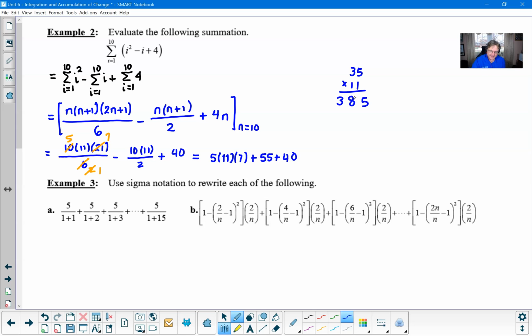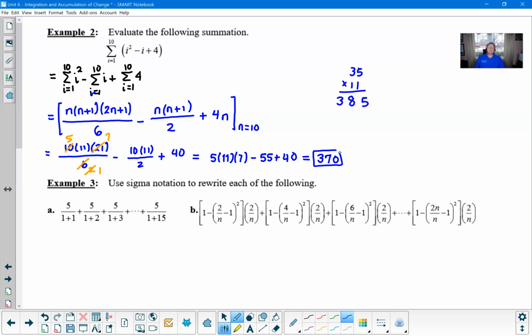Check it out. So you have 385 plus 40 plus 55, which means, oops, I take that back. This 55 has a subtraction. Apologize for that. So you have 385 minus 55, which is 330. Add 40, and then you get 370.